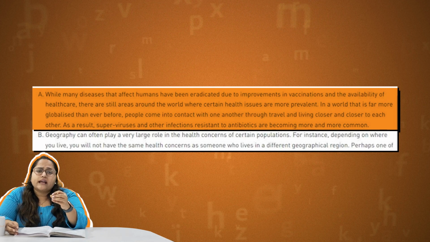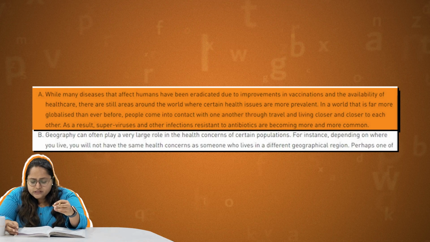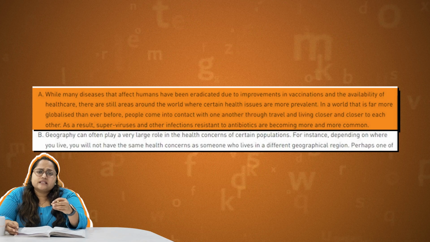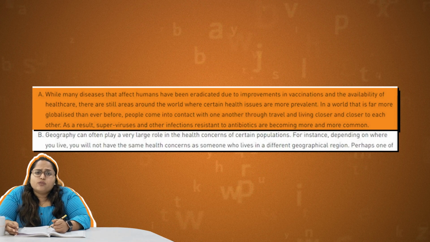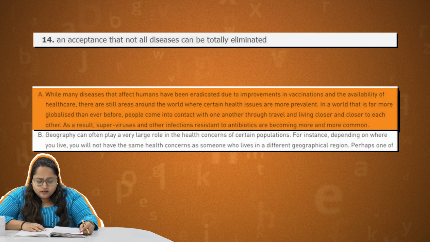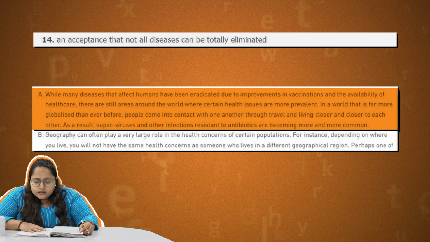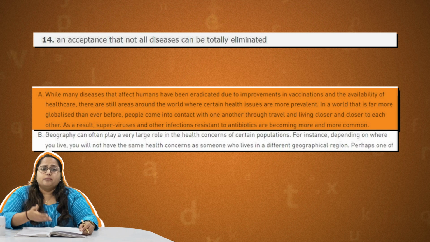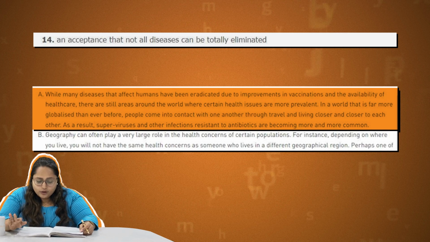People come into contact with each other through travel, through living closer to each other. And this is how the virus spread. Now, once you have understood what the paragraph wants to say, go to the sentences and try matching. If you see the first one, an acceptance that not all diseases can be totally eliminated, but here it says that it totally eliminates, so it does not match, so leave it.